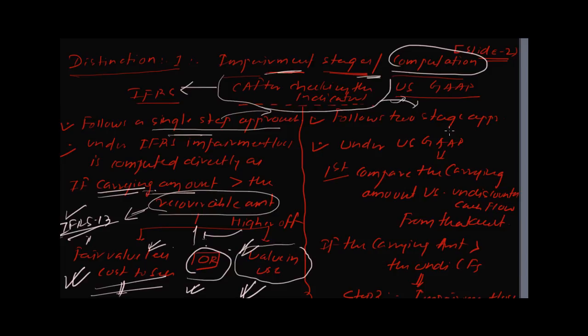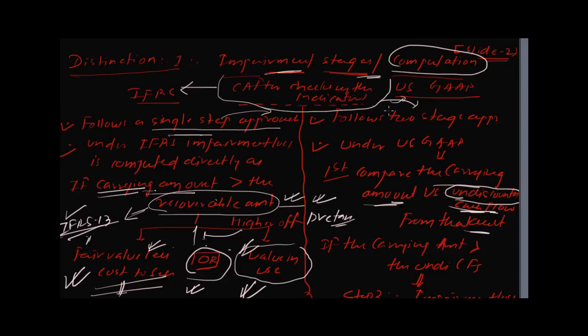amount with the undiscounted cash flow. Mark my words, this is undiscounted cash flows from the asset. In both the cases, in the IFRS and in US GAAP, the cash flow is pre-tax cash flow. Mark my words, it is pre-tax. No difference between IFRS and US GAAP in terms of cash flows.